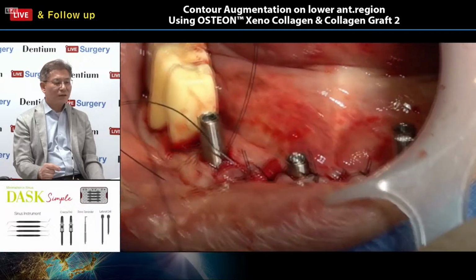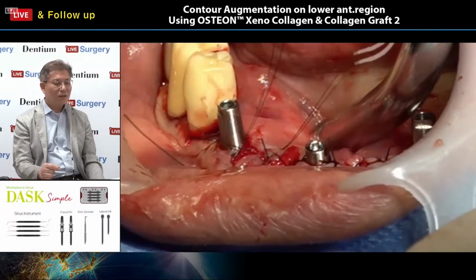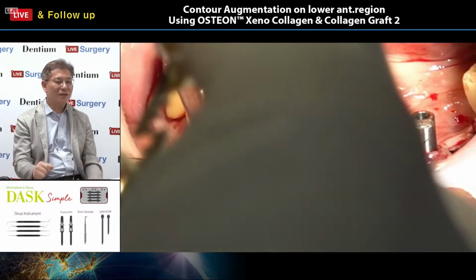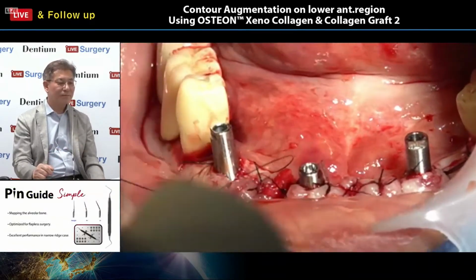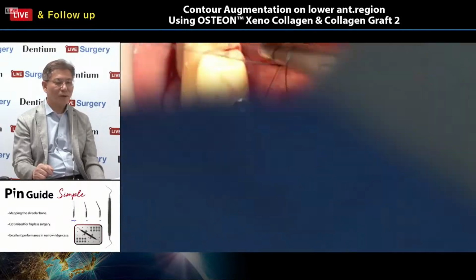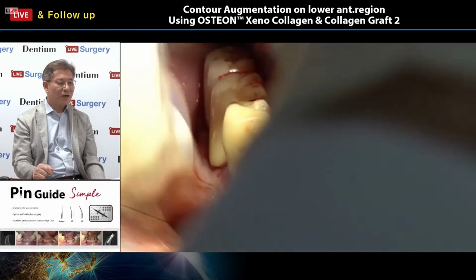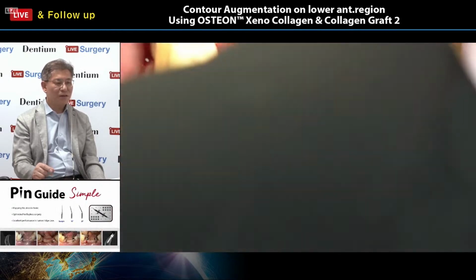Today, Dr. Zhang makes a tight suture knot to make a primary closure on the surgery site.